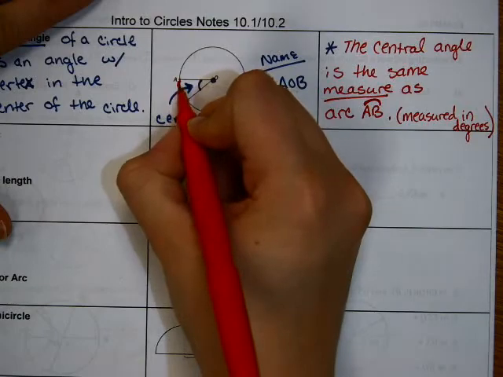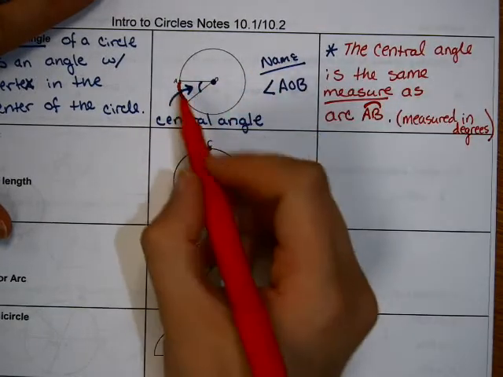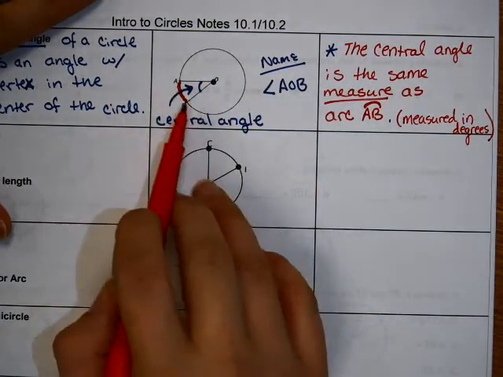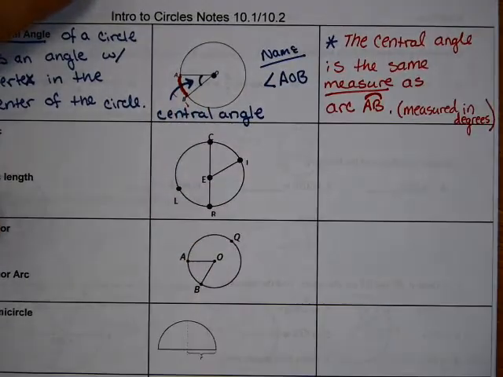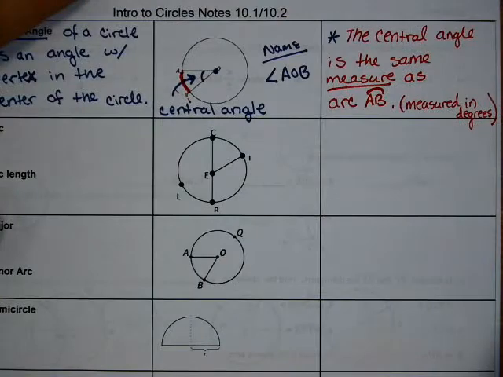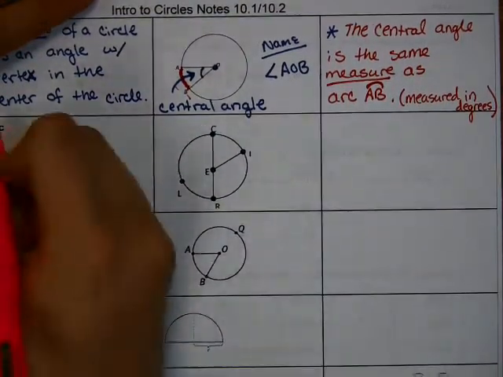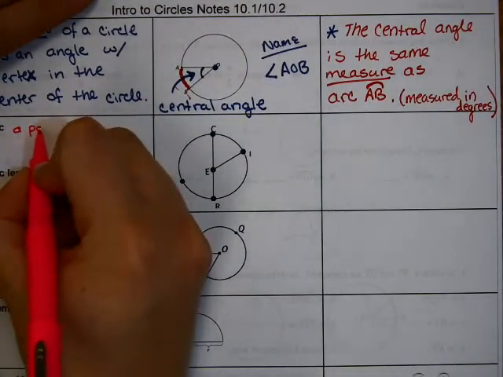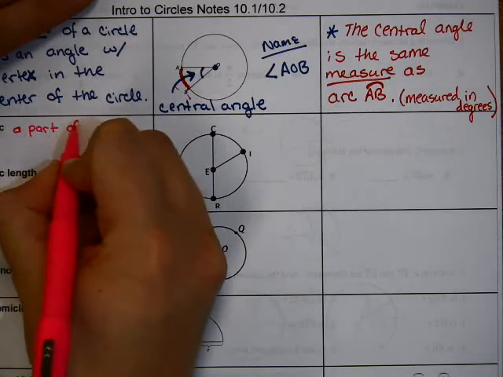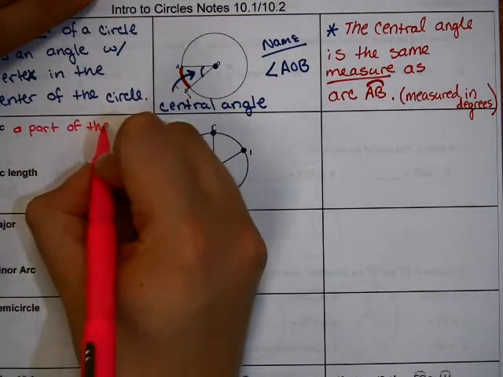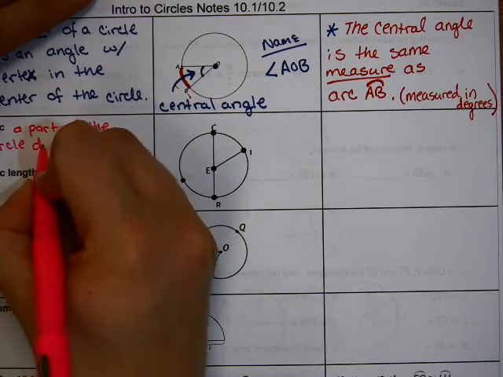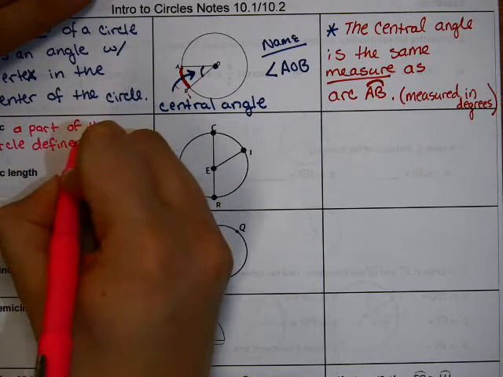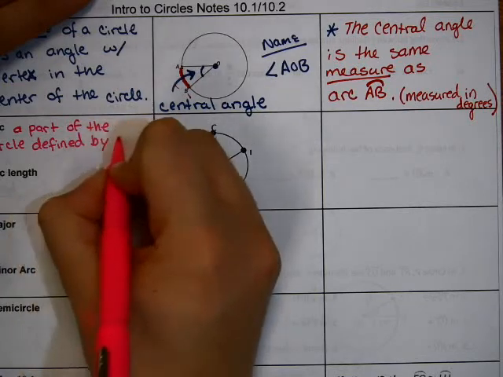So arc is our next definition. But if I highlight this in red, this is arc AB. Okay. So what is an arc? All right, an arc is a part of the circle defined by two endpoints.